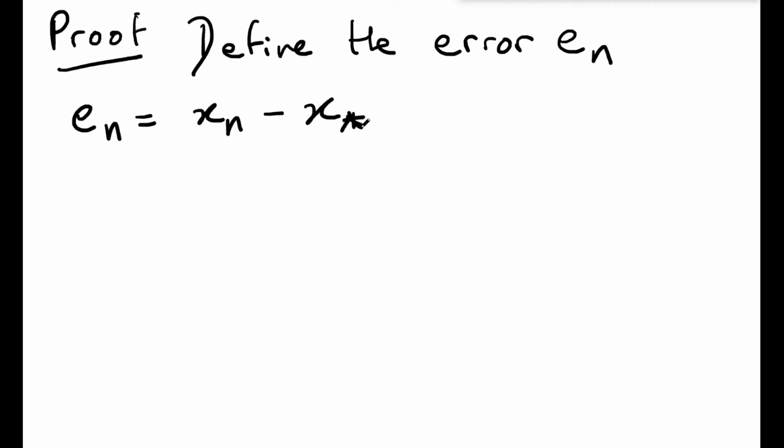Okay, so we define the error En equals xn minus x star. It's just the difference between the numerical solution, remember, and the true solution. And for convergence, we're expecting En to go to 0, or the modulus of En to go to 0. And this is a key principle that will go throughout this term's material, in particular, of convergence.